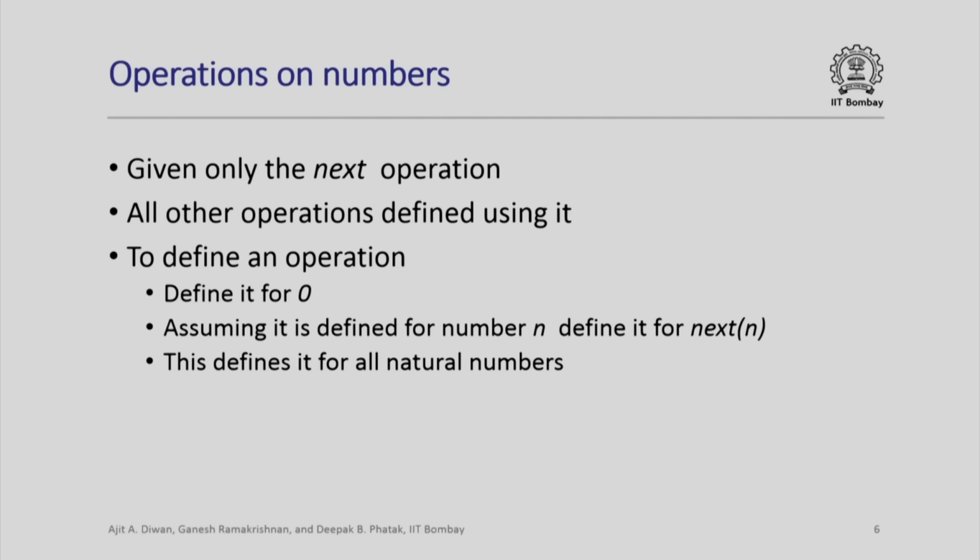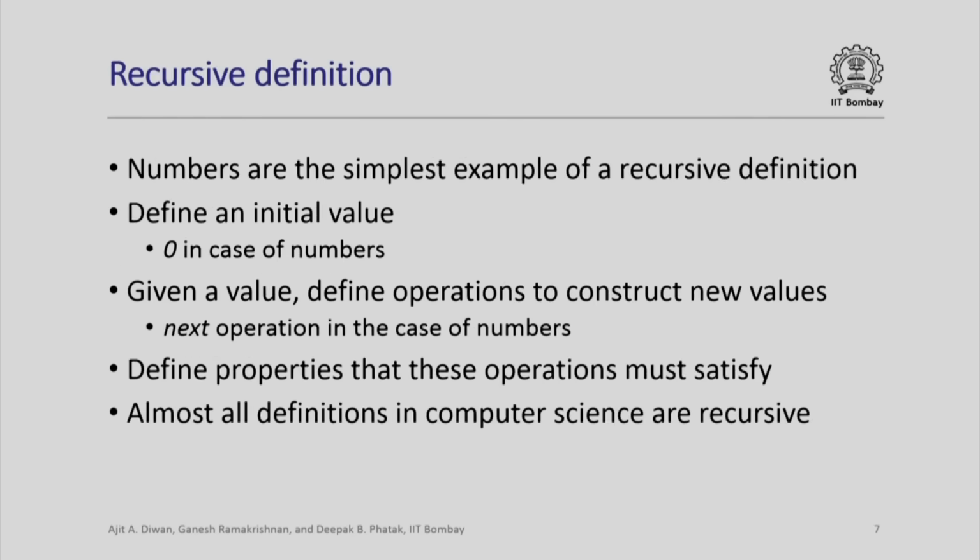Why? Because if you look at the set of numbers for which it is defined, it includes 0 because we have defined it for 0. And by the second property, it ensures that if it is defined for n, it is defined for next of n. So, the set of numbers for which it defines includes all natural numbers, and therefore, it gets defined for all. We will soon see examples of these, of defining many other operations on numbers.